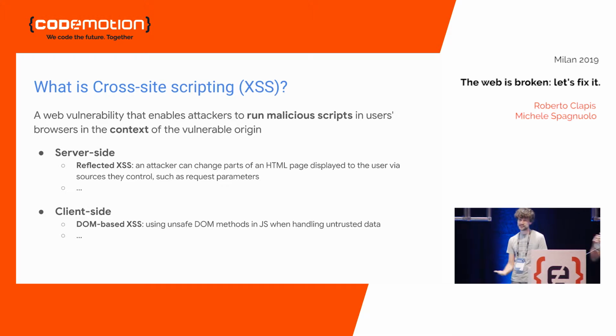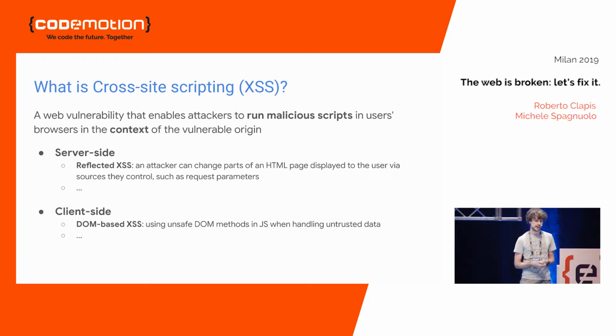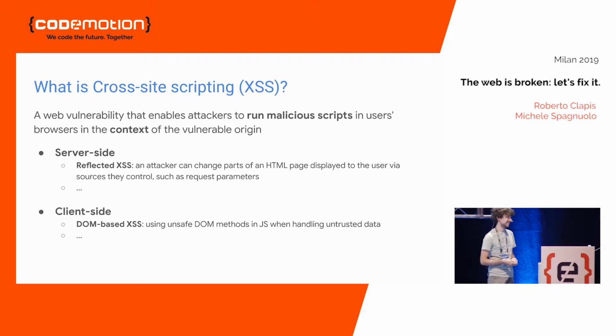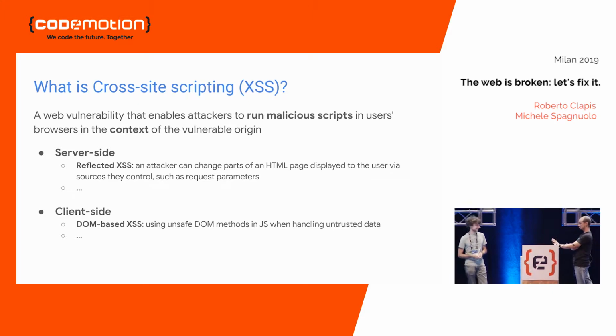OK, so in brief, a cross-site scripting vulnerability is a web vulnerability that enables attackers to run malicious JavaScript in the user's browsing context. The security boundary for the web is the so-called web origin. XSS is a violation of the so-called same origin policy, right? XSS vulnerabilities are traditionally split into two types, server-side and client-side. You can find all the kinds of splittings, like reflected, stored, everything else. But today, we're just going to do the basic split.